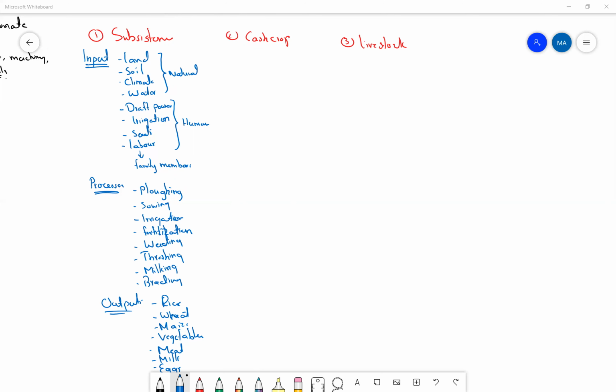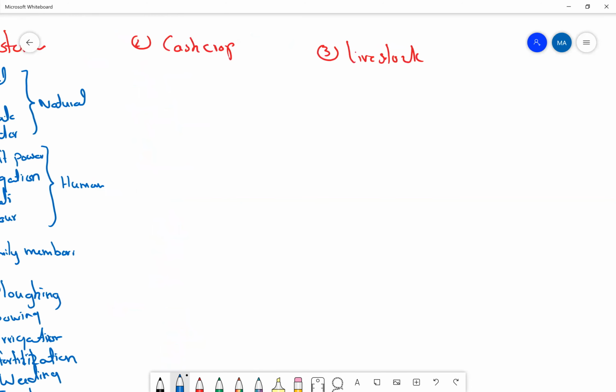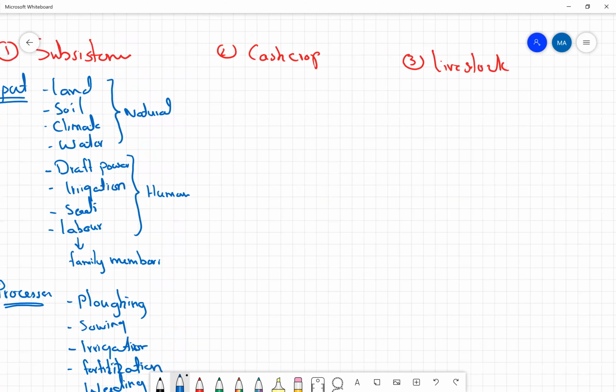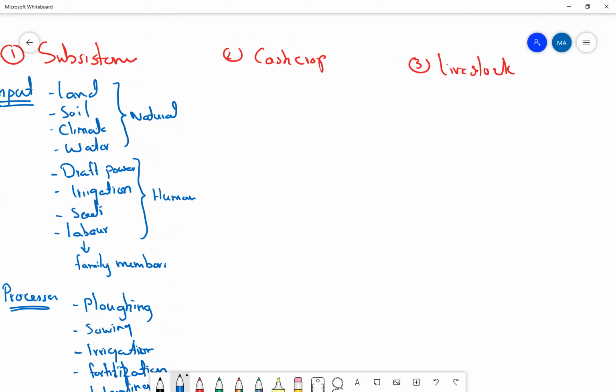Cash crop farming. Now, a cash crop farm as a system. Again, it's going to have some similar inputs. I'm going to just underline those inputs that are there for a cash crop farm as well in red color. Land, you need that. You need soil. You need climate. You need water. Then proper irrigation systems.